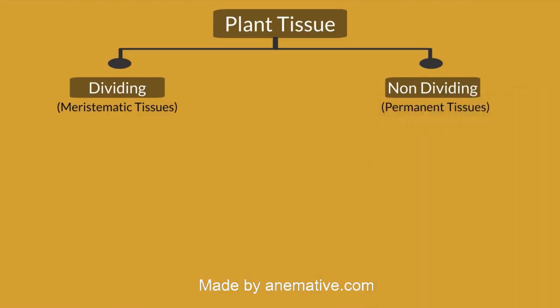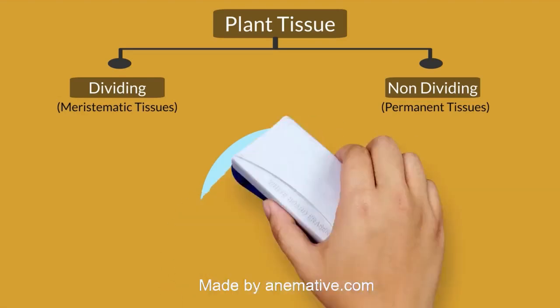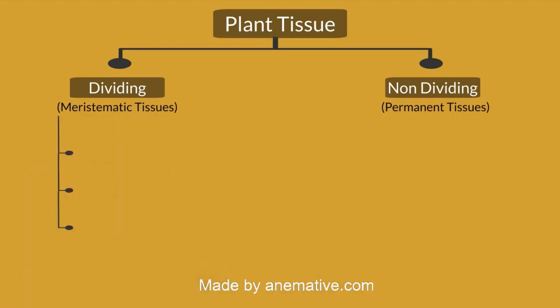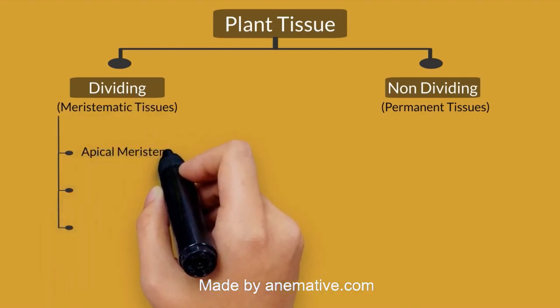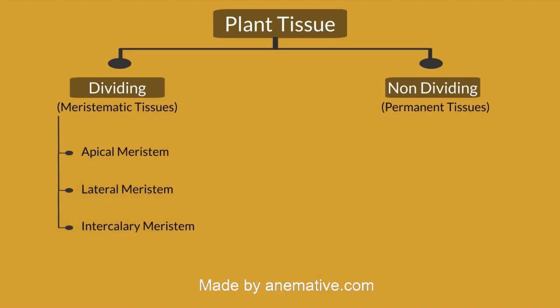Let's look at the meristematic tissue in detail. Often referred to as growth tissues, meristematic tissues are found only in the growing parts of plants. Meristematic tissues are named differently based on the part of the plant where they are found. Do you know how many parts of a plant have meristematic tissues? Three different parts: apical meristem, lateral meristem, and intercalary meristem.